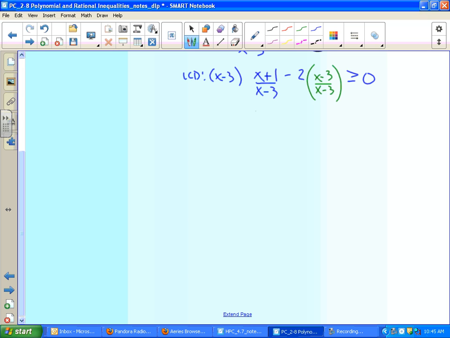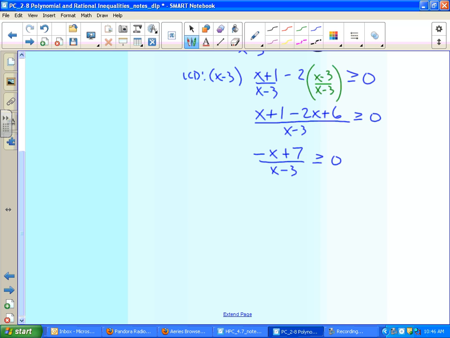Right, we simplify all this. On the top, I get x plus 1 minus, and I can distribute that 2, minus 2x plus 6, and all of it now is over x minus 3, greater than or equal to 0. Still have some simplifying to do on the top. X minus 2x is negative x plus 7 now, over x minus 3 is greater than or equal to 0.